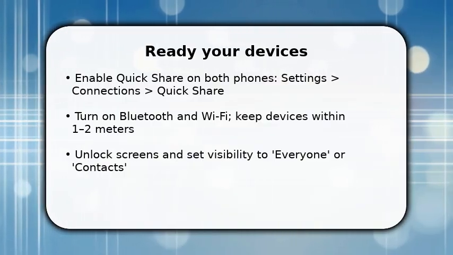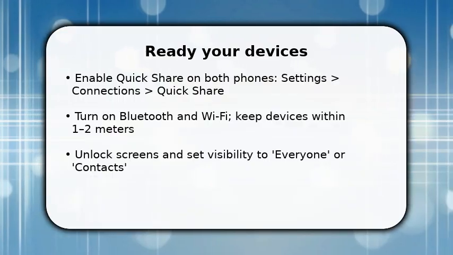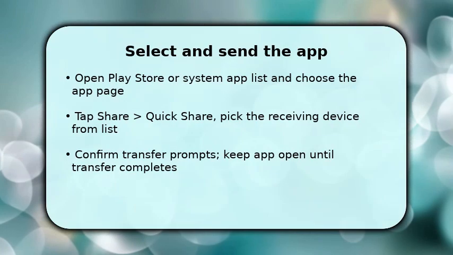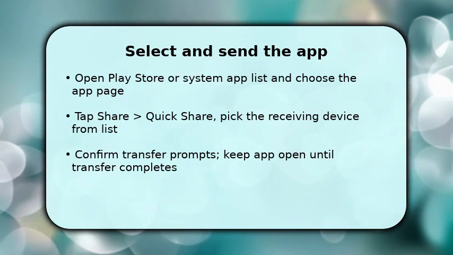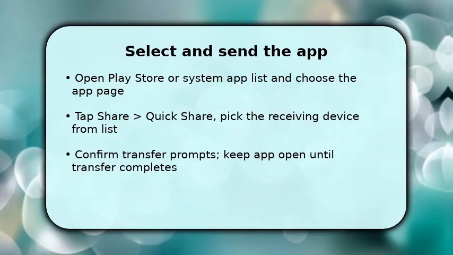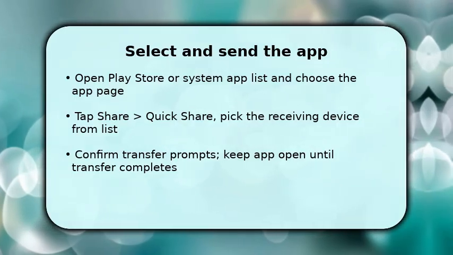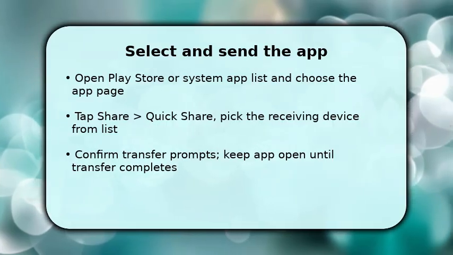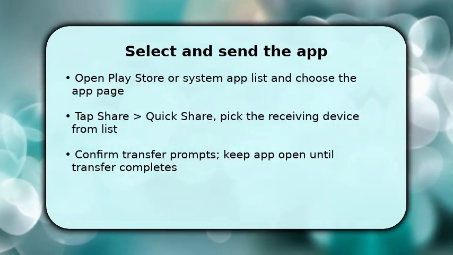Now that both phones see one another, you can move straight to selecting the app to send without extra waiting. You now pick the app to share. Open the Play Store or your app list and go to the app page. Tap Share and select Quick Share. The sending device will scan and list nearby recipients. Choose the right device name, pause if unsure, and accept any prompts.